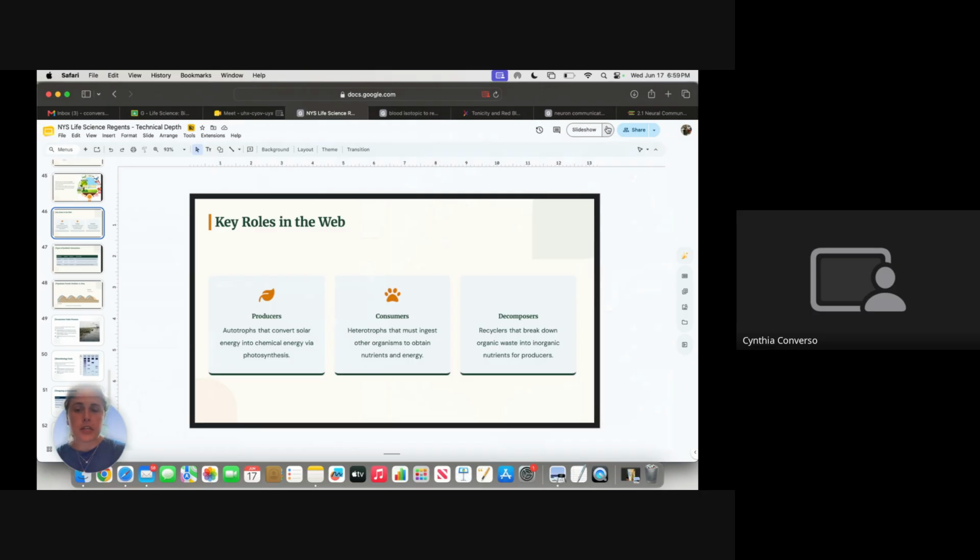Key roles in the web. I've already talked about this. So producers are the autotrophs that perform photosynthesis. Consumers are the heterotrophs that must ingest other organisms to obtain their energy, right? We also have the decomposers, which are recycling the matter back to the producers, right?